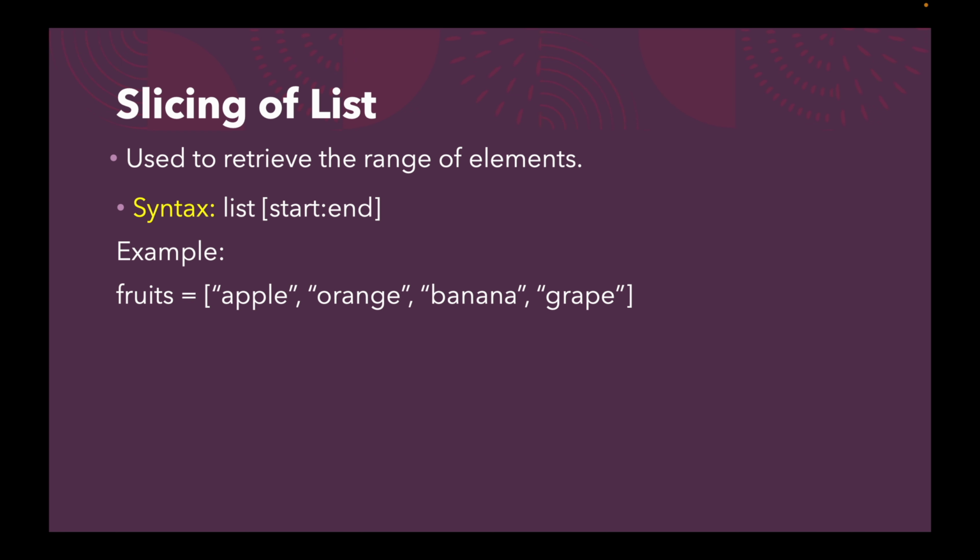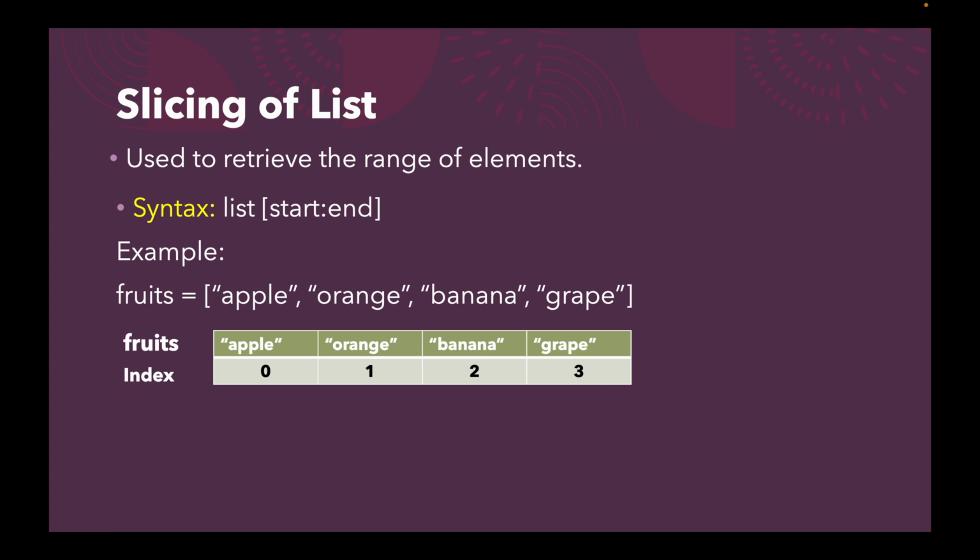If we take the same example of fruits and we have to retrieve only apple and orange, then we have to specify the starting range as 0 and the ending range as 2. It always goes to the +1 index value. Now let's practice this in code.